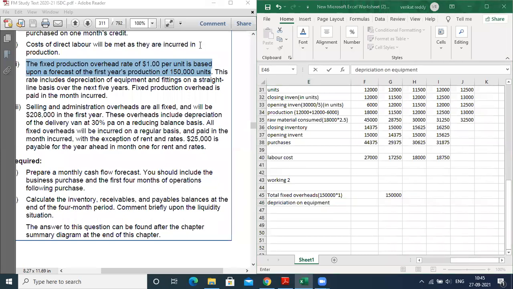So depreciation on equipment. Yeah, the total yearly they gave it. So the complete total units of the year will be 1,50,000, first year production.